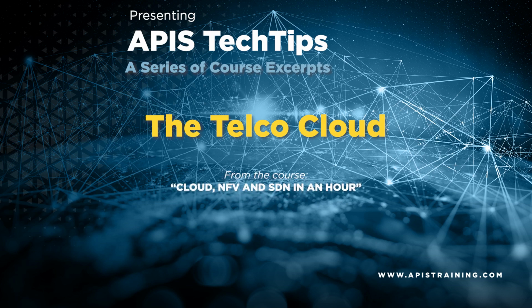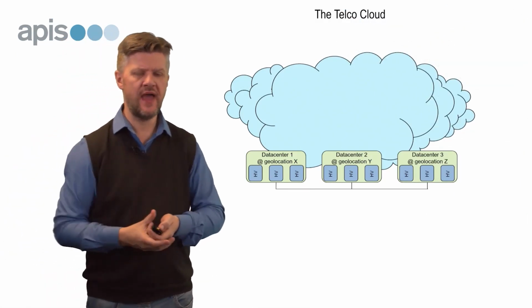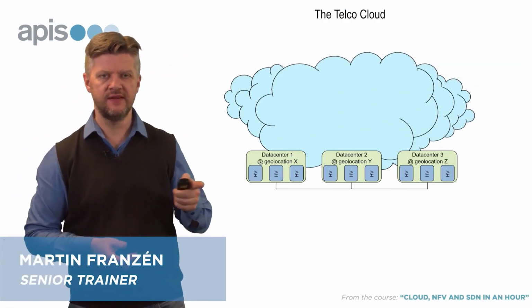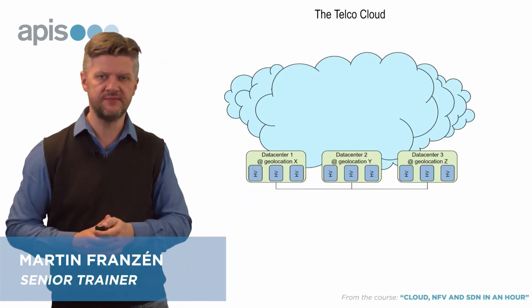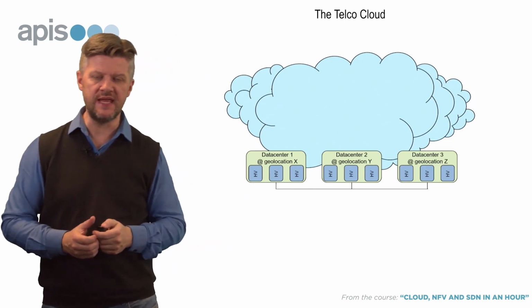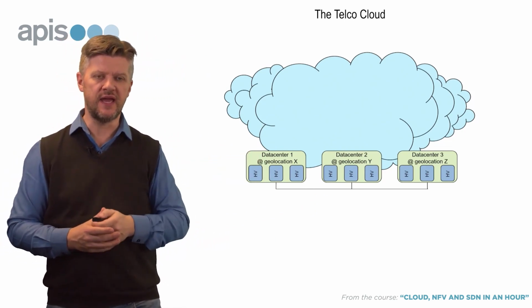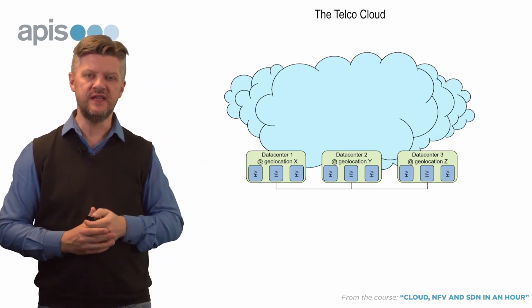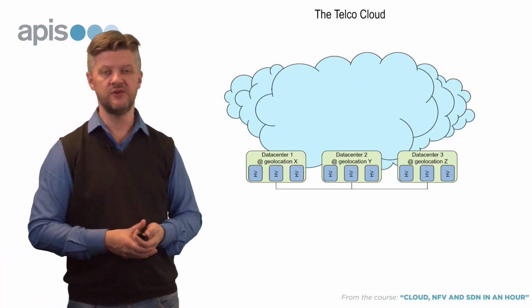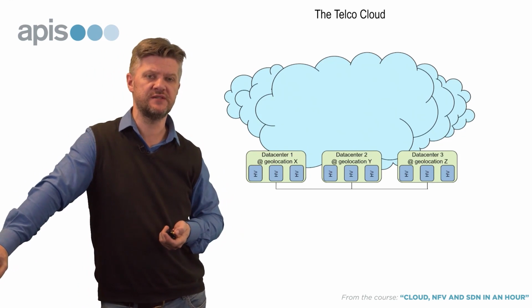Here we have an introduction to Telco Cloud. We have data centers like this. We have them in different places. Geolocation, that's fancy for place. So we have place X, Y, and Z, and HV stands for hypervisor. So we have data centers with compute nodes where we can run virtual machines.